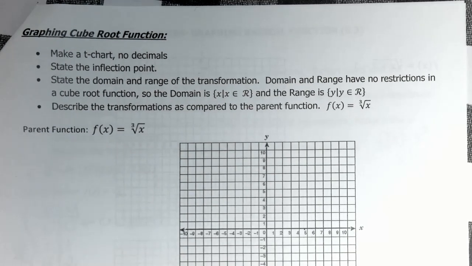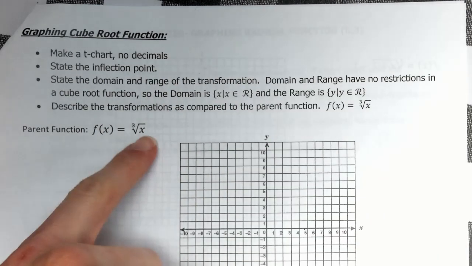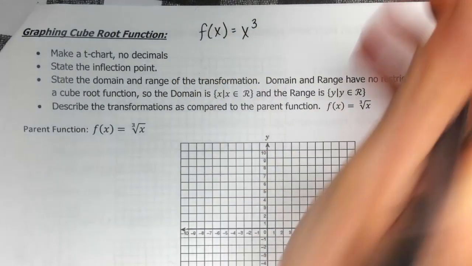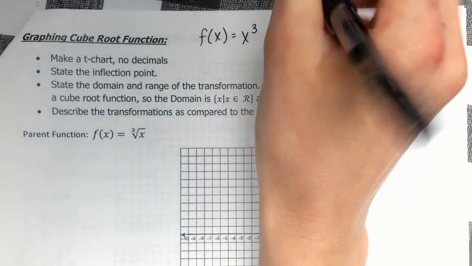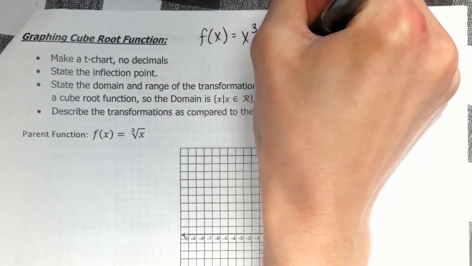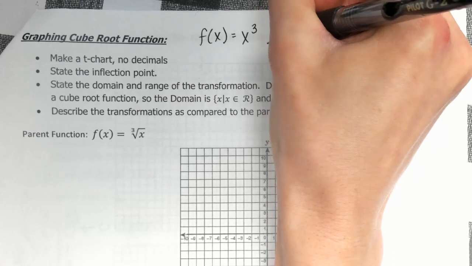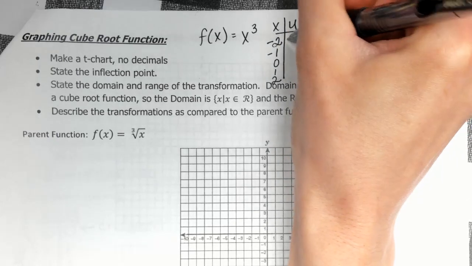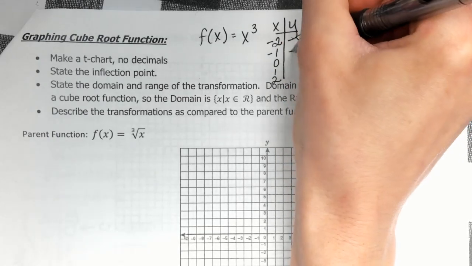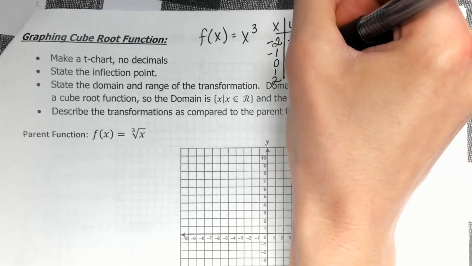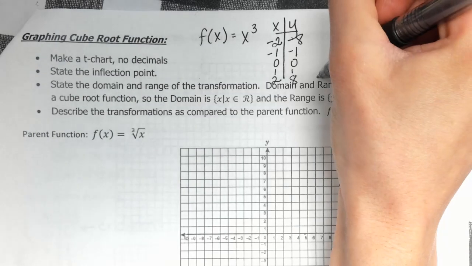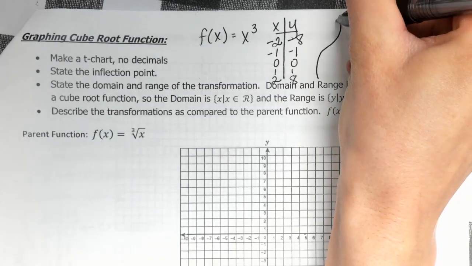Okay, so the square root of x was the inverse of f of x equals x squared. So the cube root of x is going to be the inverse of f of x equals x cubed. Okay? In the same context, we had, for that parent function, negative 2, negative 1, 0, 1, 2. So negative 2 cubed would be negative 8. Negative 1 cubed was negative 1. 0 cubed was 0. 1 cubed was 1. 2 cubed was 8. Okay? And remember, our graph looked something like this.